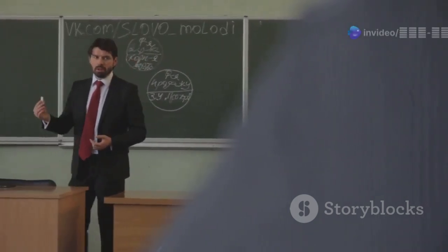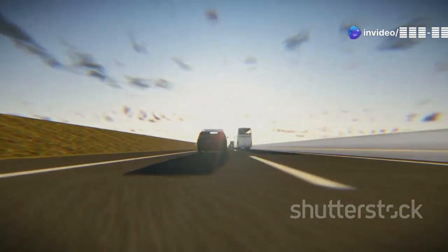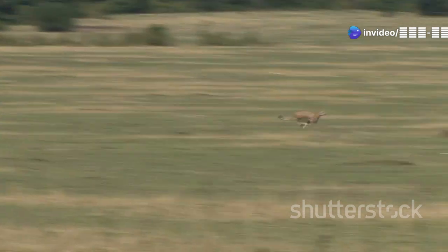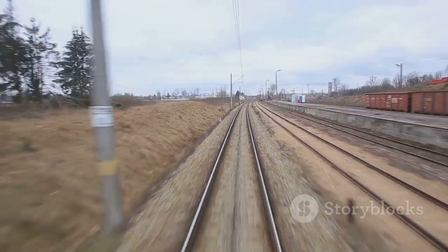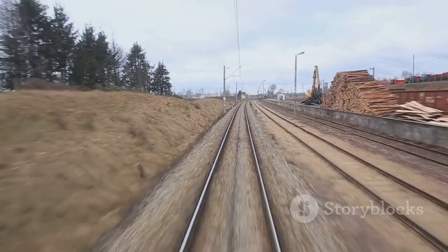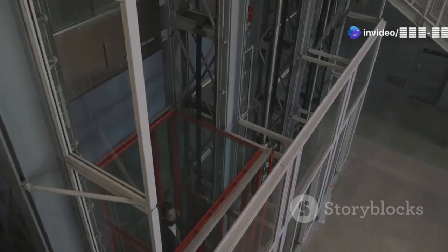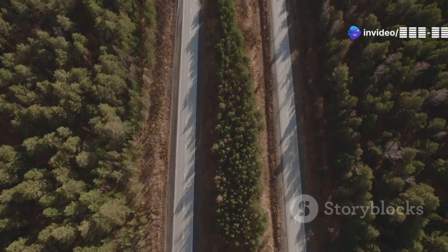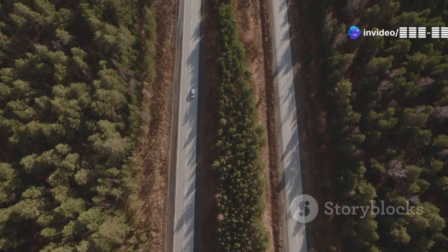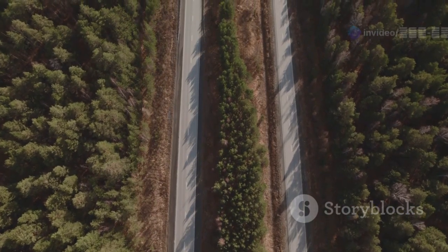So let's start with the simplest type of motion, rectilinear motion. Imagine a car zooming down a straight highway or a cheetah sprinting across the savannah. That's rectilinear motion in action. In rectilinear motion, an object moves along a straight line. Think of a train chugging along a straight track or an elevator going up and down a building. The key here is that the motion is always along a straight path without any curves or deviations.